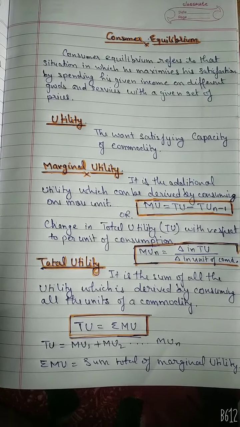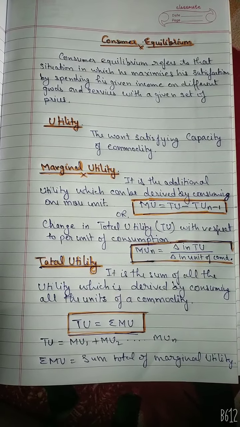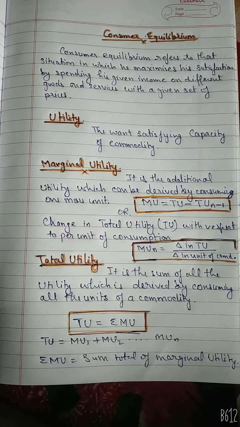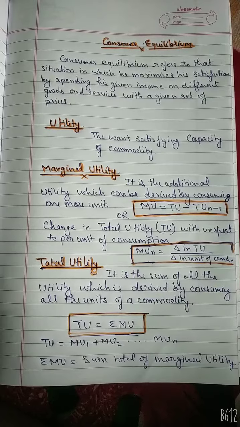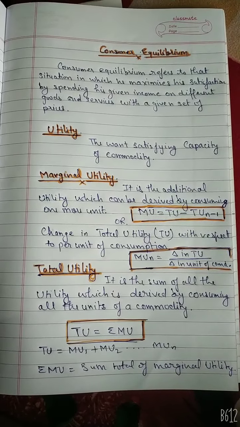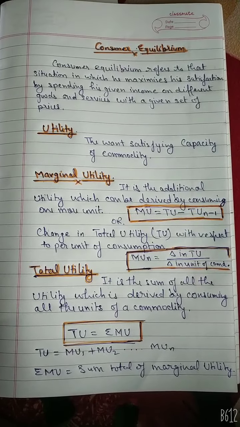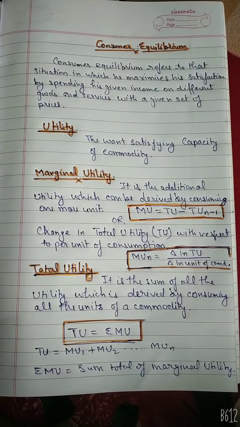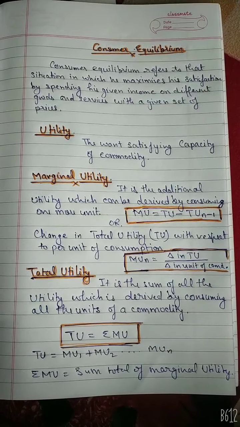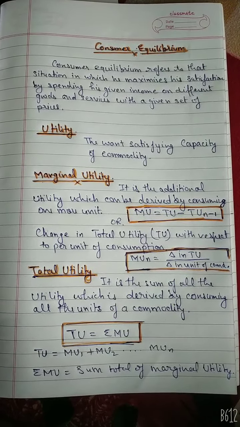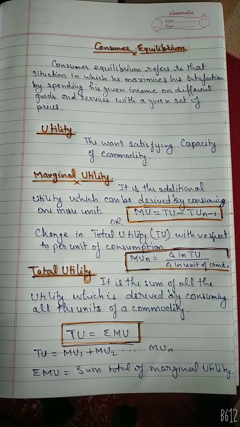Now what is marginal utility? It is the additional utility which can be derived by consuming one more unit, or the change in total utility with respect to per unit of consumption. To find out the marginal utility, here is the formula. Marginal utility is equal to total utility n minus total utility n minus 1, or another formula, marginal utility is equal to change in total utility divided by the change in units of commodity.